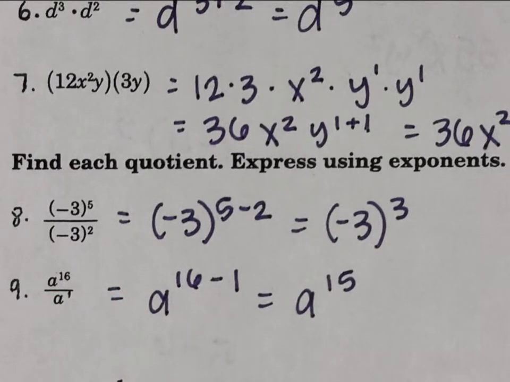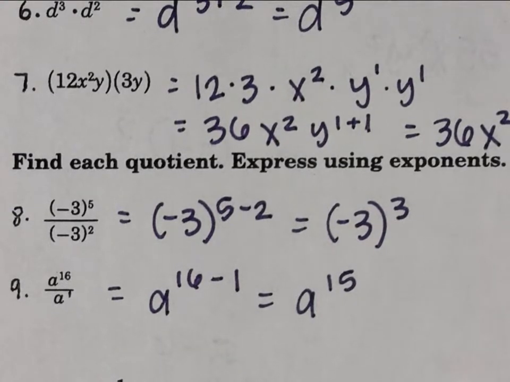Yes? On the test tomorrow, do you want us to show what the negative 3 is? It doesn't matter. It's going to be multiple choice. So there's not really going to be any partial credit. It'll all be right or wrong. We did number 9, didn't we?